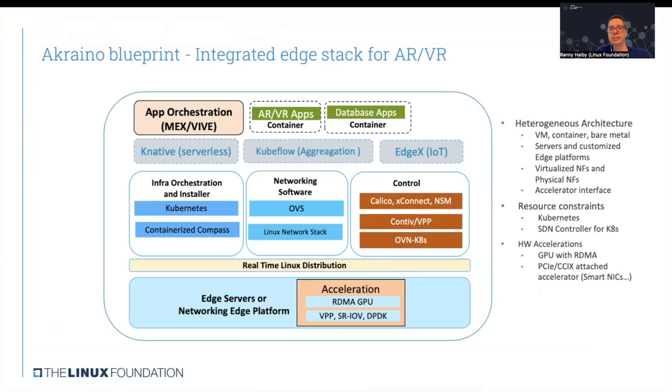Here's one example of one of the blueprints provided by the Acrano project. In this case, this is an edge computing infrastructure designed to support AR or VR processing on edge locations. As you can see, it starts with a platform for running the actual AR/VR applications, but it goes all the way down and provides all the necessary pieces of infrastructure, operating systems, and connectivity that are required to support these applications that can have high demand for networking or processing power. So you can see that such a blueprint takes into consideration things like hardware acceleration and how to most efficiently expose it to those applications and provide them with the optimal execution environment for these types of applications.